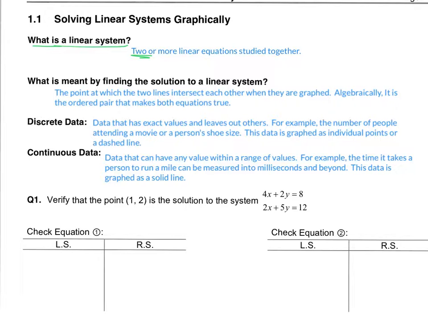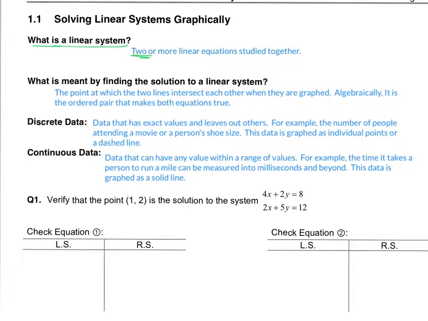To find the solution of a linear system, what we're doing is looking for the point at which those two lines intersect one another when they're graphed. Algebraically we can find it, which will be new this year. We did look at doing them graphically in grade 9, but we can check to see if we have a solution by seeing if the ordered pair actually works for the x and the y in both equations, and we're going to do that in question 1 below.